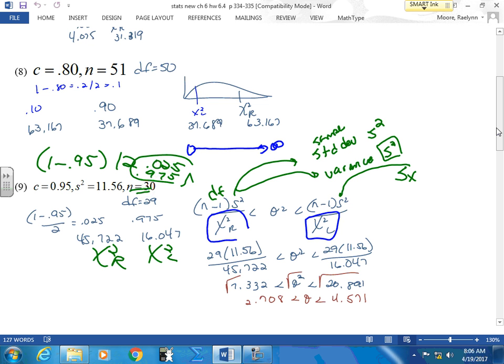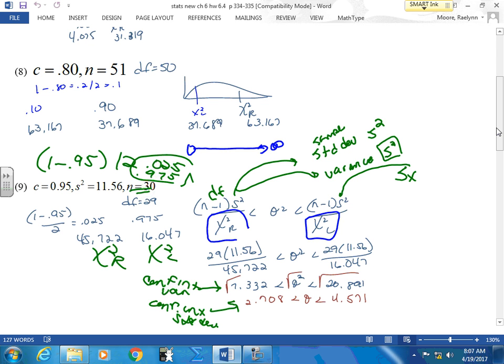Again, build this, then take the square root of everything. This is your confidence interval for your variance. This is your confidence interval for your standard deviation. Again, there's no calculator step for this. But I'll give you the formula, and then you'll do it.